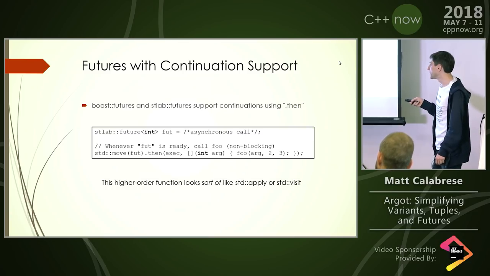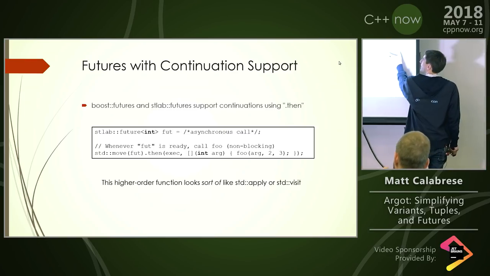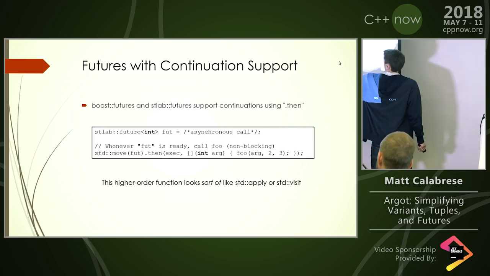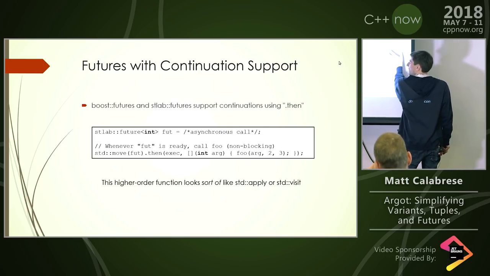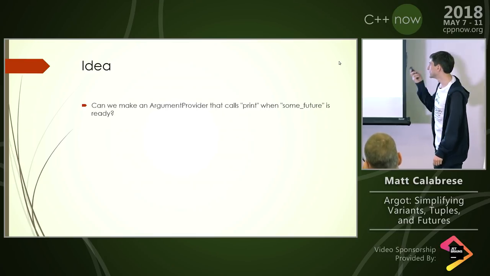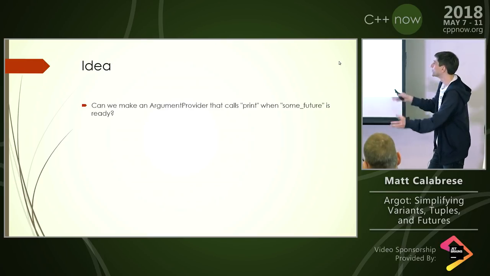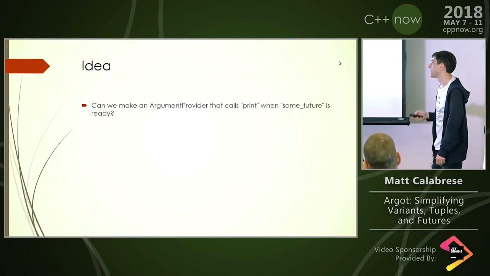So an observation here is that this sort of feels like the std apply or the std visit situation, right? I mean, here it's a member function call, but you could hypothetically think that this was an argument that was over here, and we're passing along this function object, and we're basically unpacking the thing that's here, and then it goes into the call that's there. So, idea, is there some way that we can take advantage of our argument provider concept, and using our print example, can we expand out some future whenever it becomes ready and do so in a non-blocking manner? Does anybody have thoughts here?